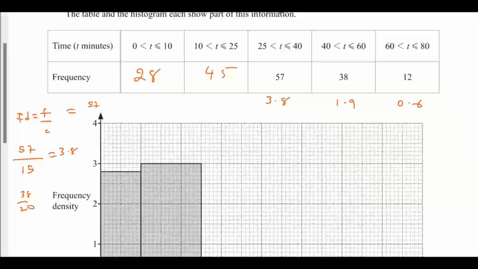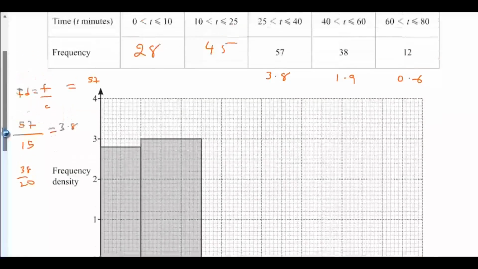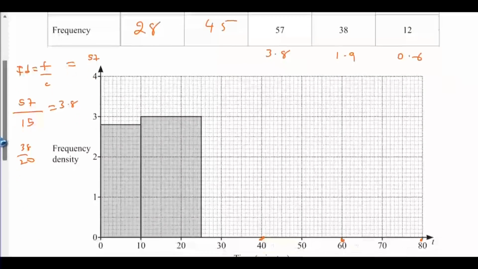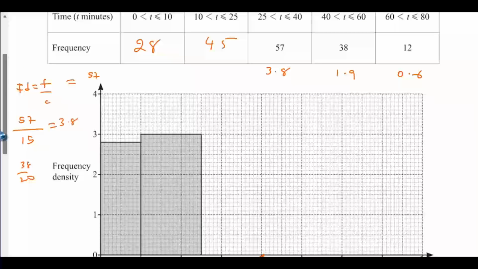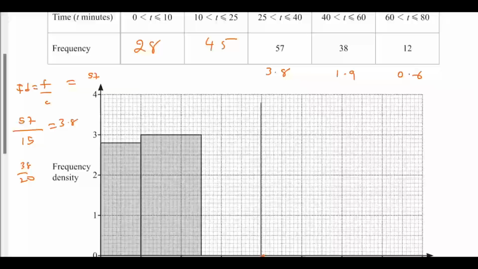So we can now go to the histogram, to the chart, and complete it. So from 25 to 40, the frequency density is 3.8. So that means you're going to have something from here. Let's draw up here. So 3.8 should be this place. Then we can draw from here to complete it. Then 3.8 should be here, and finally we join them together. We're going to have something like this.